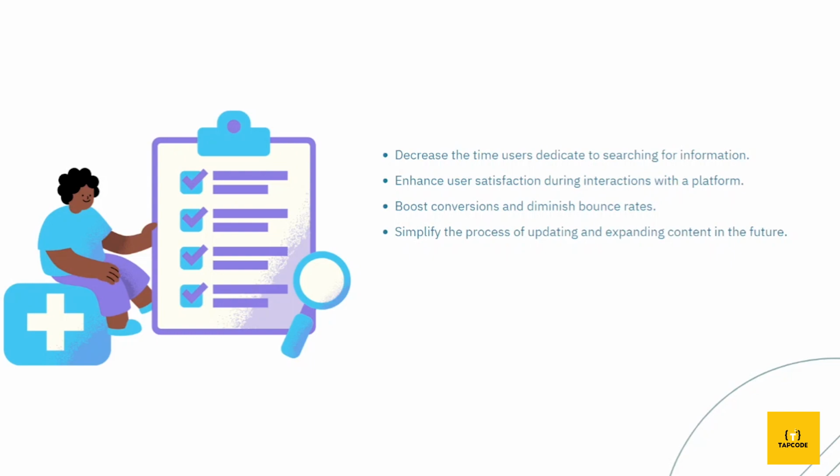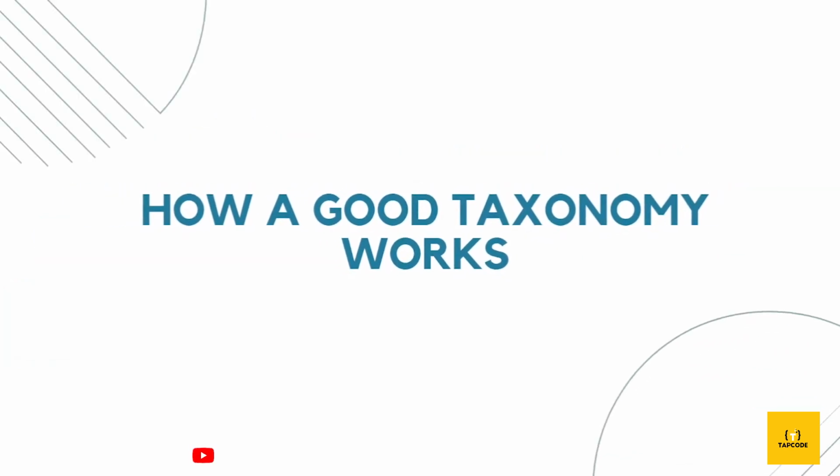Good taxonomy also diminishes bounce rates. A good taxonomy also simplifies the process whenever we want to update or expand our content in our app in the near future. So, now I know about all the benefits of a good taxonomy. How does a good taxonomy work? We want to understand it.